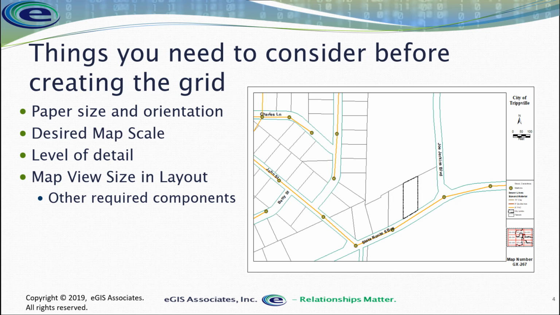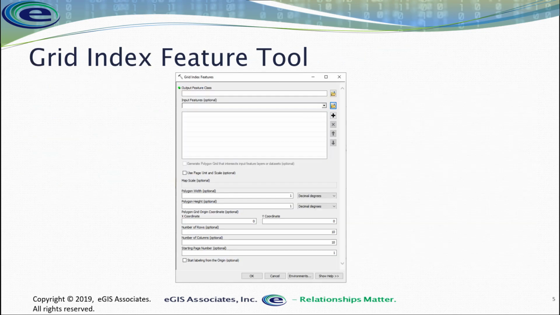And if there are other components you need, like, do you need a north arrow, a scale, legends, all those, where are those going to be in there to help figure out all that? So again, all of this needs to be done before you start really creating that index. So now we're going to go into the actual tool itself.